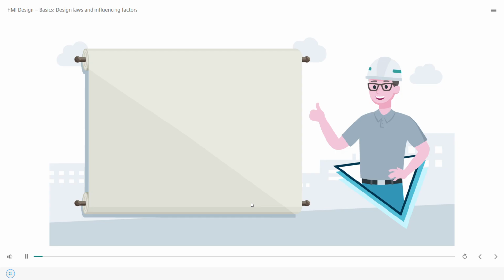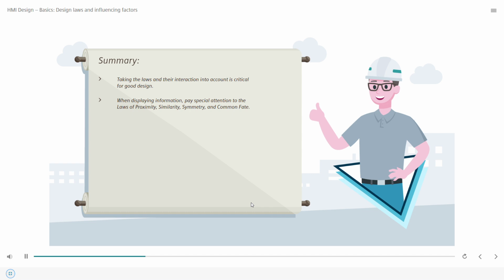Thank you for your participation. Now let's summarize the most important key points of the chapter on my notepad. Taking the laws and their interaction into account is critical for good design. When displaying information, pay special attention to the laws of proximity, similarity, symmetry, and common fate.